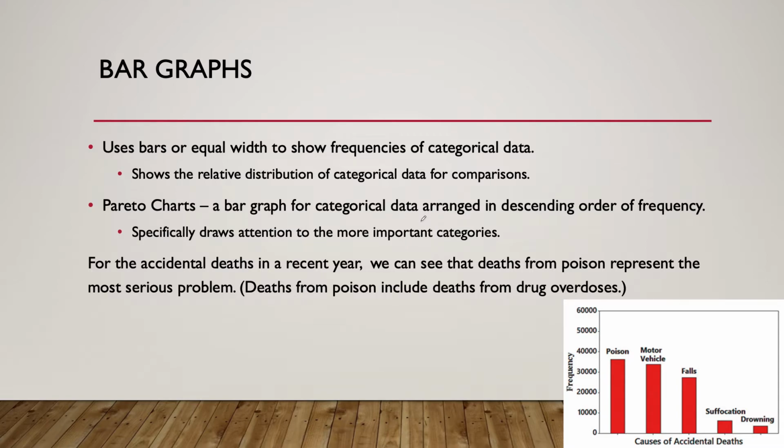And for the accidental deaths in a recent year, we could see in this Pareto chart that the deaths from the poison category represent the most serious problem. And that's deaths from poison include deaths from drug overdoses as well. And notice the second one there being motor vehicles, drowning not being as frequently seen.